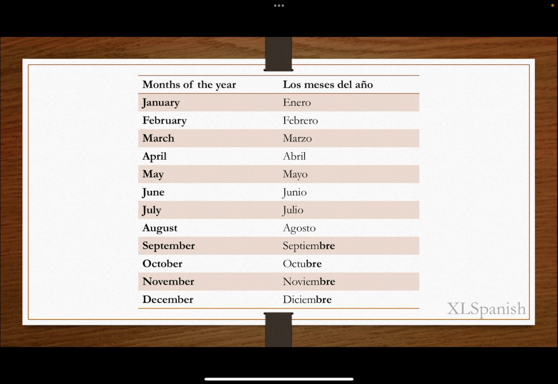November, from the Latin word novem, meaning nine. In Spanish, it is noviembre. December is from the Latin word decem, meaning ten. In Spanish, December is diciembre.